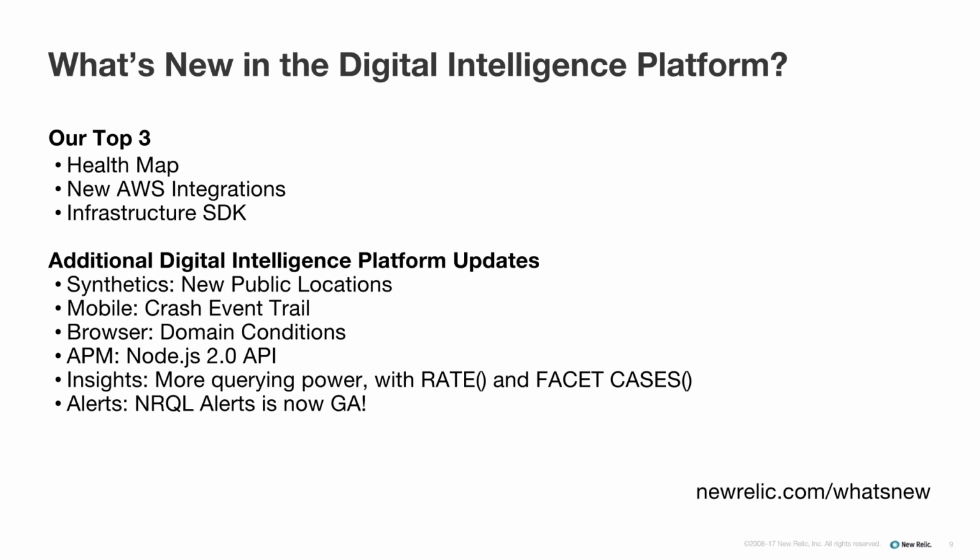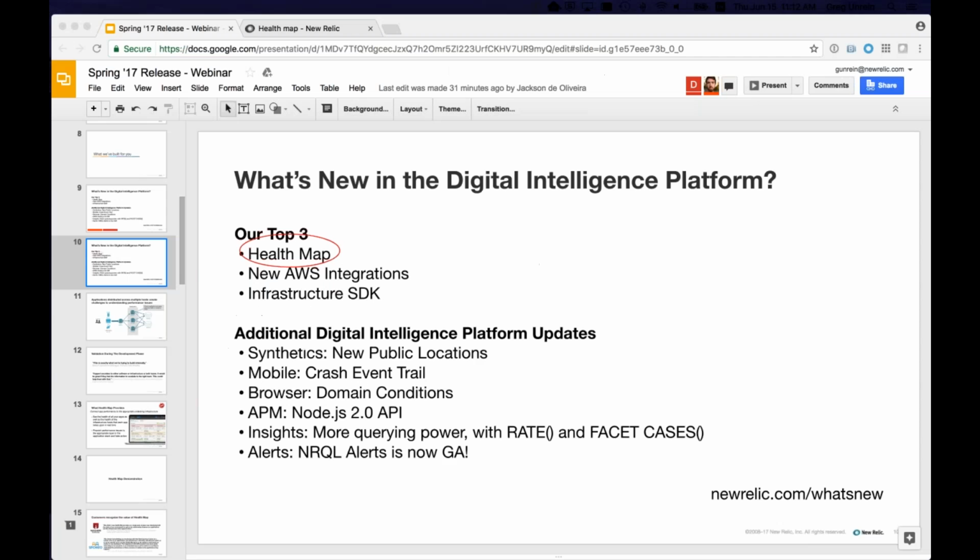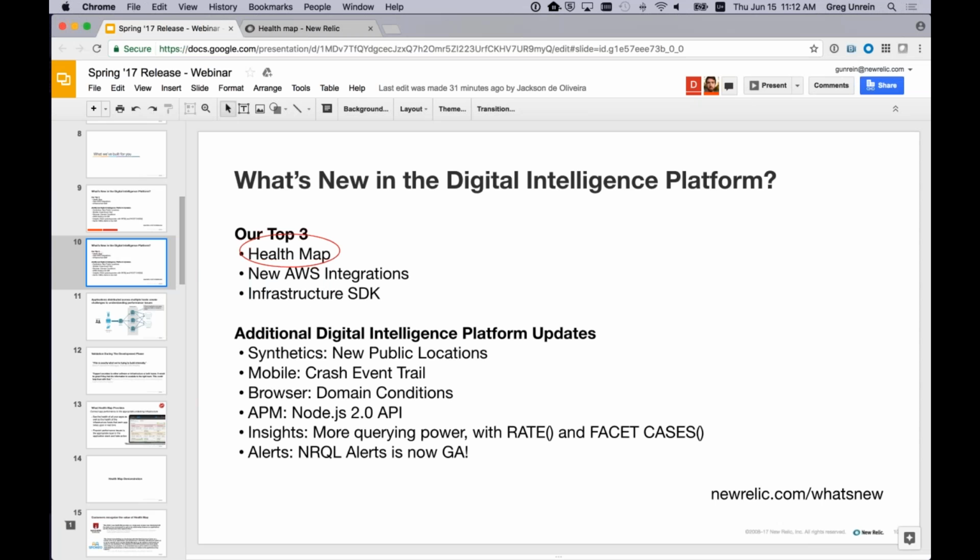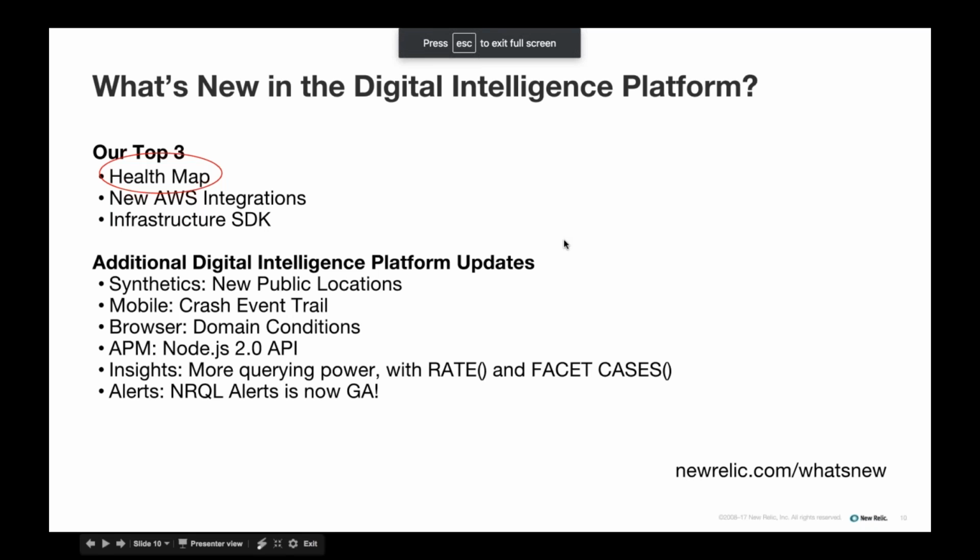And also, we're working on giving you more extensibility and control over things like alerts and agents. So the top three features that we're going to talk to you about today are HealthMap, our new AWS integrations, and our Infrastructure SDK. HealthMap gives you a combined view of your applications and your infrastructure health. Our AWS integrations expand that one-click integration with AWS and help you get more return on your cloud investment. And our New Relic Infrastructure SDK will allow you to extend your monitoring to nearly any custom on-host data source.